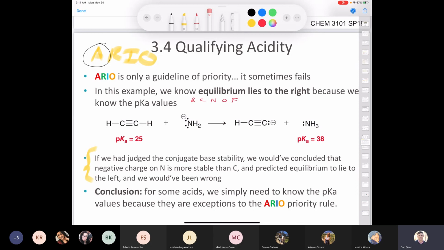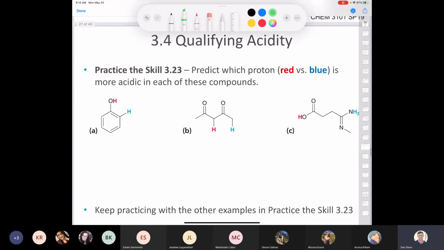So the conclusion is this. What's the take-home message from ARIO? For some acids, we just need to know the pKa values because there are some exceptions. But as for your next quiz, this will, I think, be the only exception that I will expect you to know. Okay, let's move on from there and take a look at a problem.